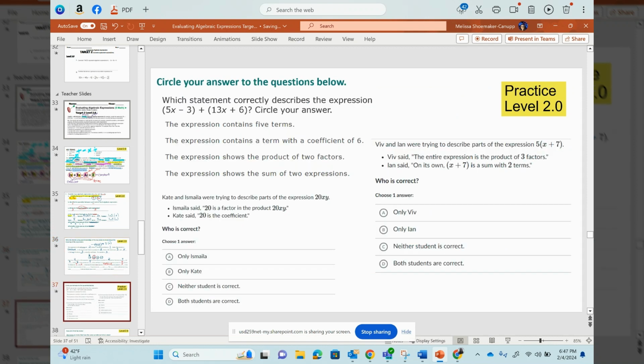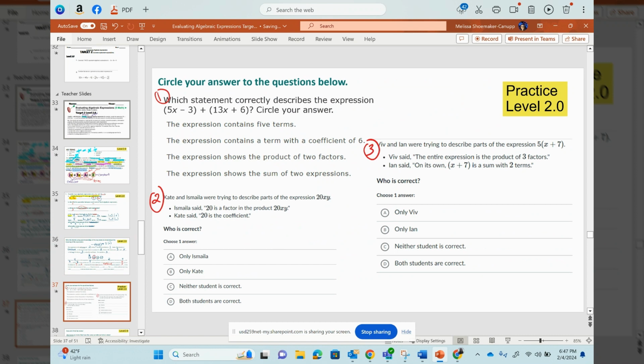Now this is some practice, and what you need to know to be successful on here is that you have to carefully read what's happening. This is a question, this is a question, and this is a question. They're multiple choice. Which statement correctly describes the expression? Circle your answer. The expression contains 5 terms. The expression contains a term with a coefficient of 6. The expression shows the product of 2 factors, or the expression shows the sum of 2 expressions.